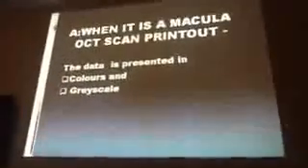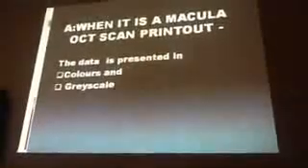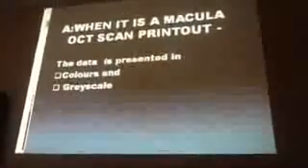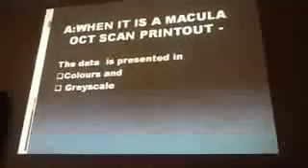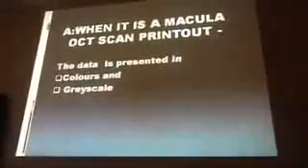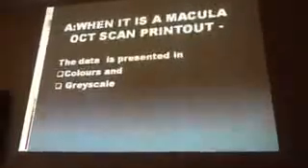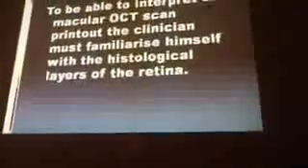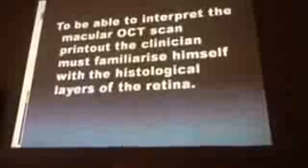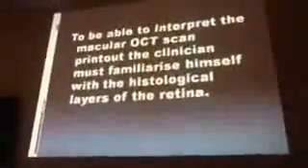Now, you have checked the patient details, the scan protocol, and the image quality. Now think of what the scan before you is. If it's a macular OCT scan printout, let's take it this way, the data is presented in colors and grayscale. To be able to interpret the macular OCT scan printout, the clinician must familiarize himself with the histological layers of the retina.